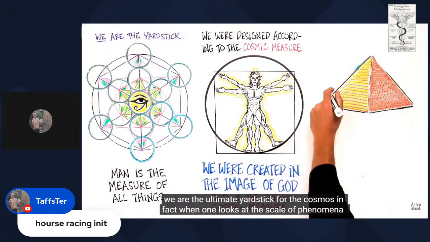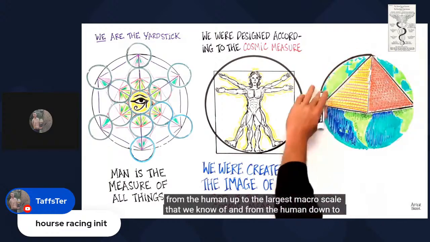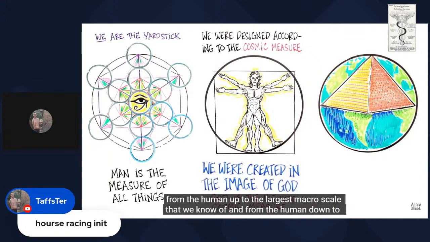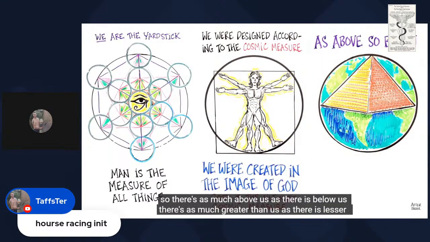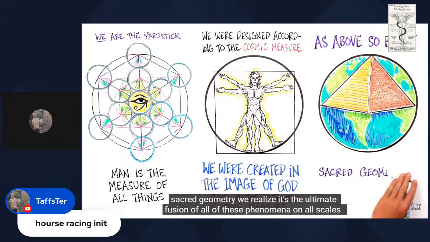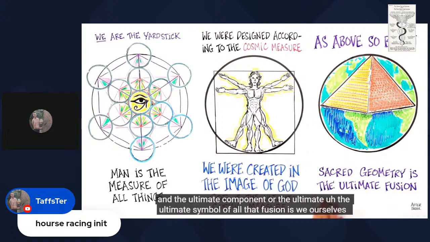In fact, when one looks at the scale of phenomena, from the human up to the largest macro scale that we know of, and from the human down to the smallest micro scale we know of, where are we within that hierarchy? Right smack in the middle. So there's as much above us as there is below us. There's as much greater than us as there is lesser than us. And I think that's one of the implications of this, is that when we begin looking at our sacred geometry, we realize it's the ultimate fusion of all of these phenomena on all scales, and the ultimate symbol of all that fusion is we ourselves.